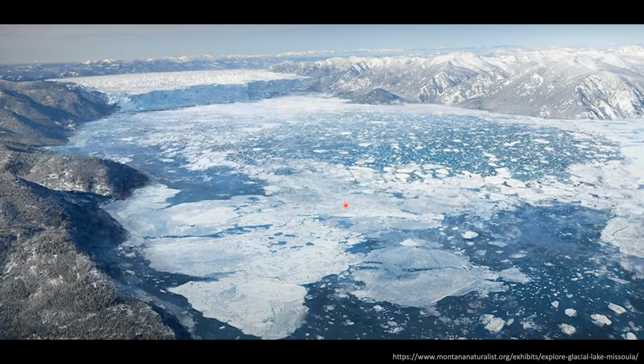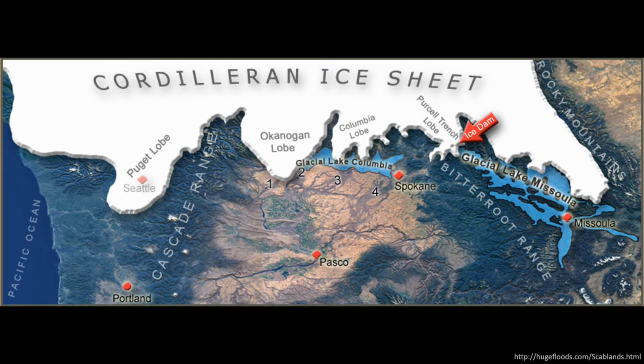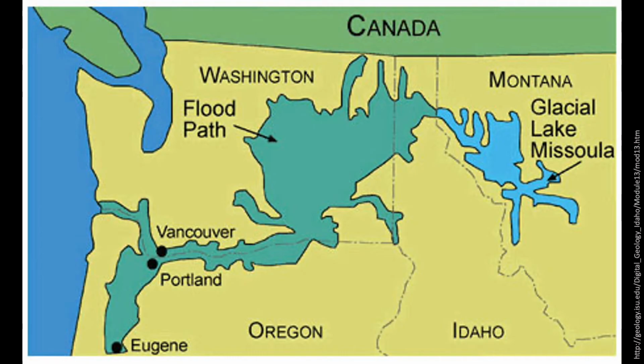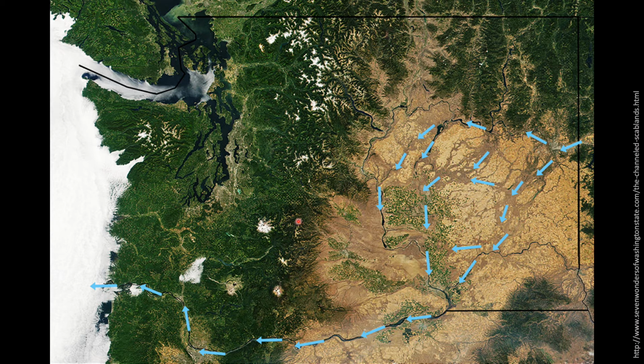And this is an illustration of how an ice dam might work. This dam would be blocking the drainage from this water that's backed up here. So here's the ice dam, the glacial lake. Missoula is behind the dam. Eventually the dam broke, and when it did, it released all of this water, and it flowed across this area here on its way out to the Pacific Ocean. So here's the path that the floodwaters took as they eroded the scablands.